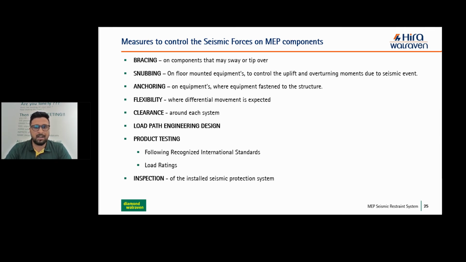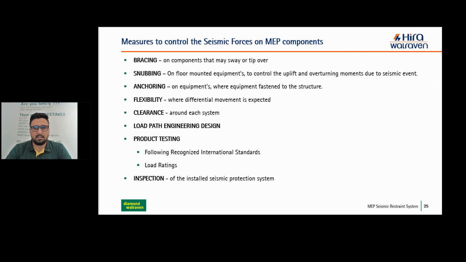Here we have some categories where we can use bracing and where we can use snubbing. As I told you, ceiling suspended services like pipes, conduits, ducts, bus ducts, cable trays, ventilation units and suspended equipment all need to be braced, using flexible supports or rigid supports depending on the requirement. Then we have snubbing and anchoring.